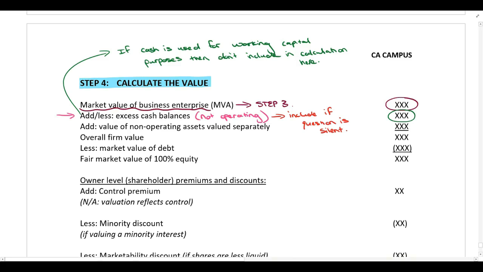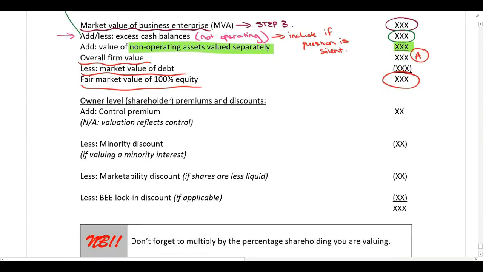Then if we have any other non-operating assets that we valued separately, like investments, you bring in the value of those non-operating assets over here. That gives us the overall firm value, so the total value of our assets. If we deduct the value of debt, we will then be left with the value of equity. Then once we have the value of equity, we need to consider our owner level or our shareholder premiums and discounts. And exactly the same as the free cash flow method, the value that we have calculated over here reflects the value of a controlling interest.